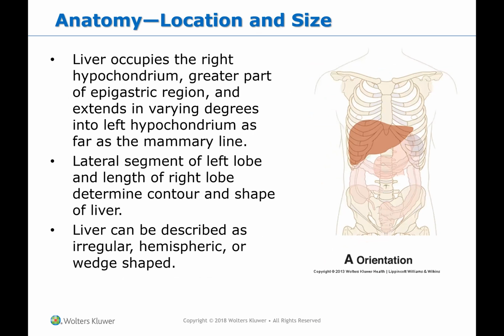The liver occupies the right hypochondrium, the greater part of the epigastric region, and extends in varying degrees into the left hypochondrium as far as the mammary line. It's huge, actually, compared to a lot of our other organs, and it does a lot of good stuff for us, so it's very important. The liver can be described as irregular, hemispheric, or wedge shaped, which you have probably learned about in anatomy and physiology.